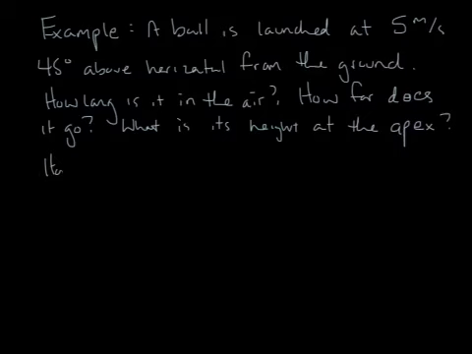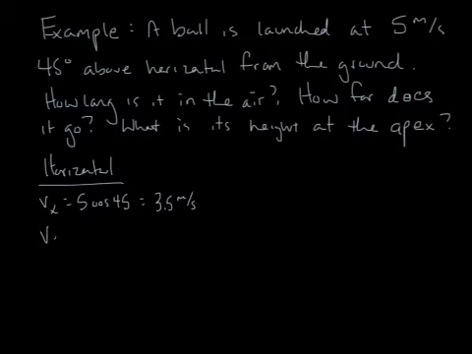So for our horizontal information, we know that Vx is going to equal 5 times the cosine of 45, which is equal to 3.5 meters per second. And then for our vertical information, we know that V naught y equals 5 times the sine of 45, which is also 3.5 meters per second. Since we have a 45-degree angle, those two components are equal to each other.